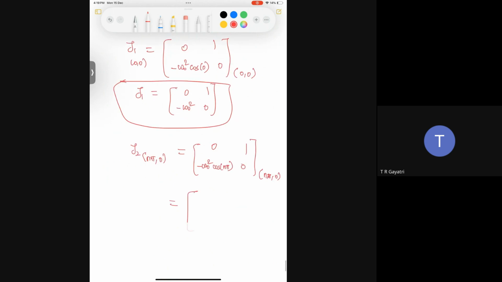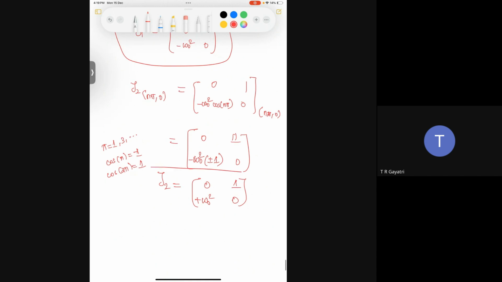This will give me two values: minus omega naught square times plus or minus 1. When n is odd, 1, 3 and so on, cos of n pi will be equal to minus 1. When n is even, cos of 2 pi is equal to 1. So this keeps oscillating, so your system might go between plus or minus omega naught square. That is your J2. So this is your second local linearization.